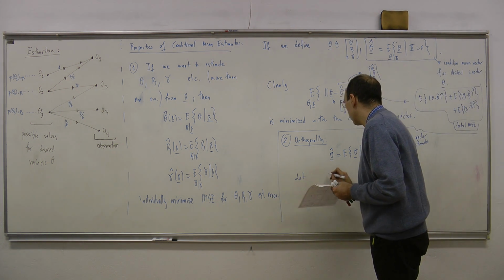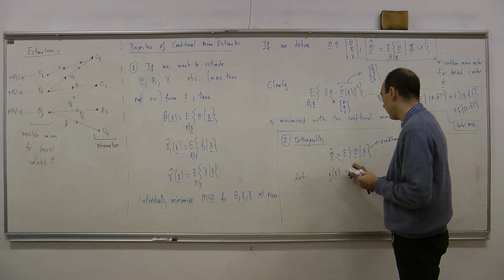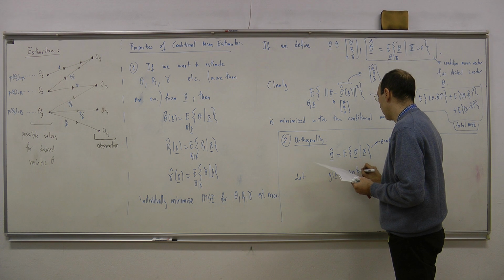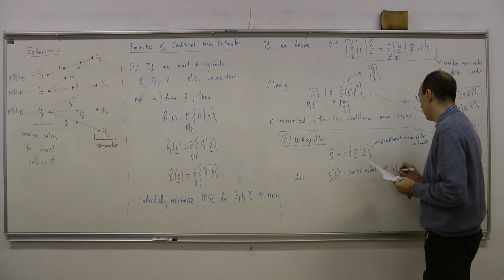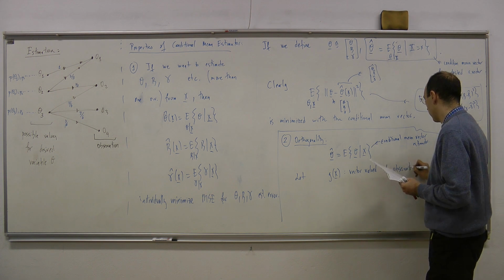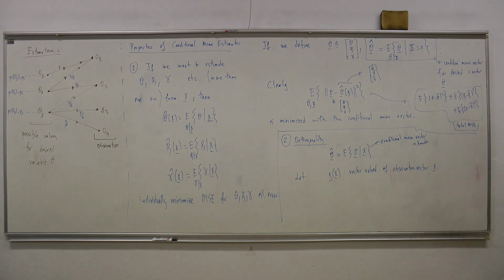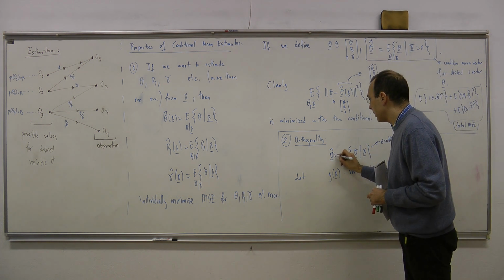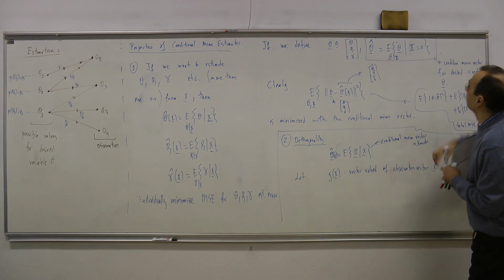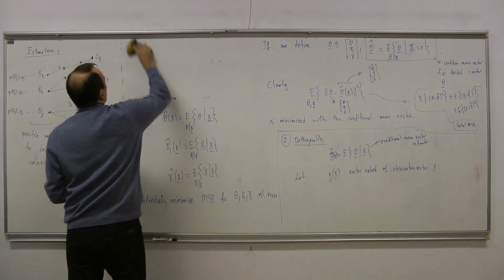Let g of x be a vector-valued function of the observation x. So clearly this is our estimate, and this also depends on x. Now the result is as follows.